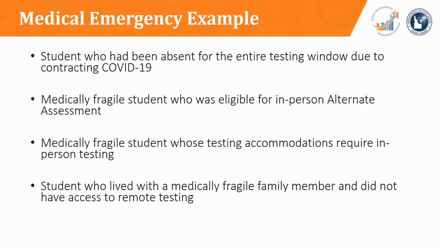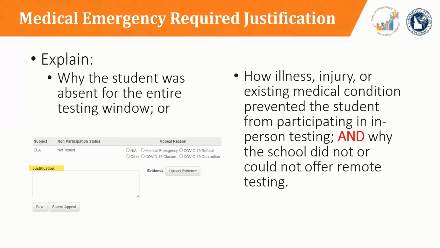A student who lives with a medically fragile family member and did not have access to remote testing is also an example of medical emergency. For any student who was absent, meaning zero attendance, for the entire testing window due to illness or accident, please explain why the student was absent for the entire testing window.